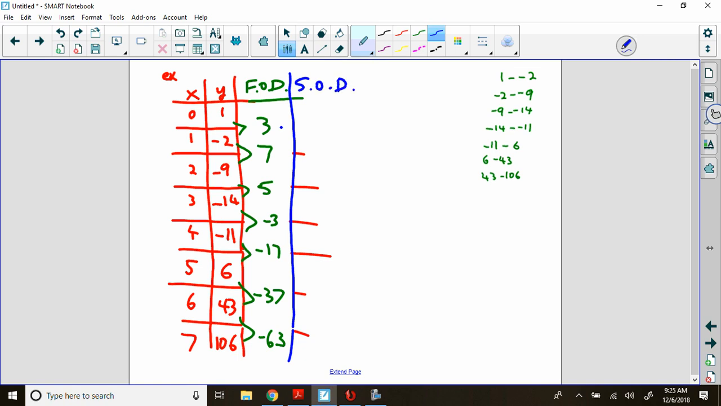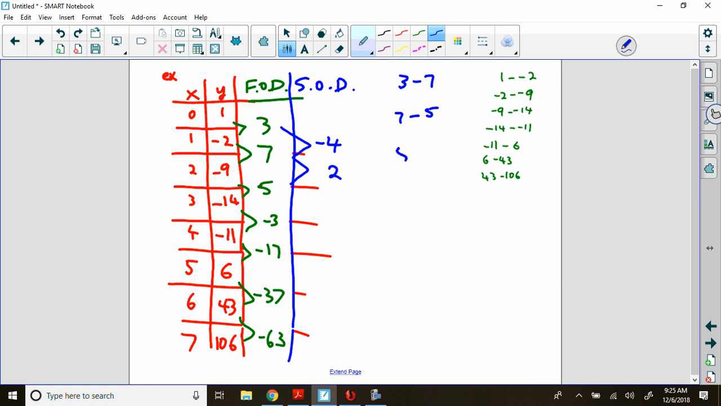So again, I'm subtracting these y values. This time I'm going to take 3 minus 7. What's 3 minus 7? Negative 4. Remember, be consistent with how you subtract. I took the top number minus the bottom number, so now I'm going to take 7 minus 5. 7 minus 5 is going to be, is that 2? Are negative 4 and 2 the same? No. So this is not quadratic either. I thought it might be quadratic, but it's not.